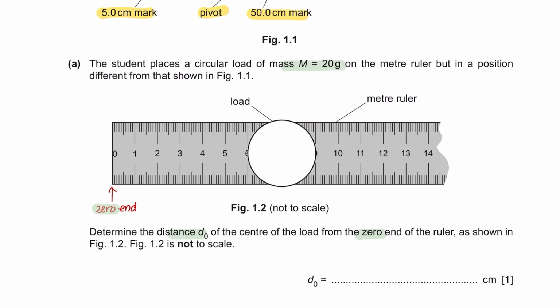So we know that this is the zero end of the ruler and the center of load would be at the midpoint of 6 cm and 9 cm. So this means that our center point is at 7.5 cm. That would be the distance of d0. And your units are already given, so you can just leave your answer like this.